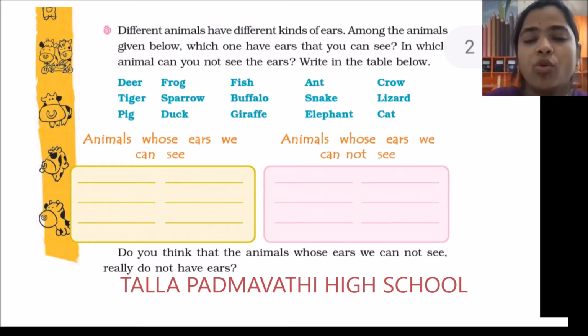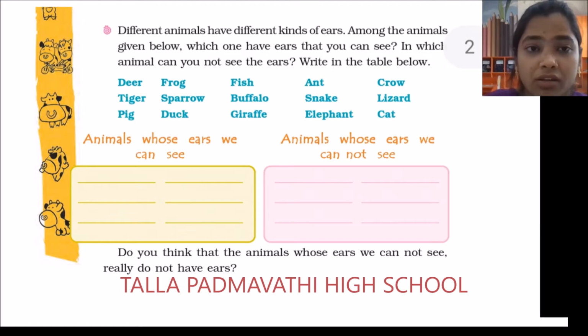Next animal. What is the name of the animal here? Fish. Will you be able to see the ears of the fish? No. So you will place it in the second box. Next, ant. Will you be able to see the ears of an ant? No, we cannot. So you need to write it in the second box. Next, crow. We cannot see. You need to write it in the second box itself.